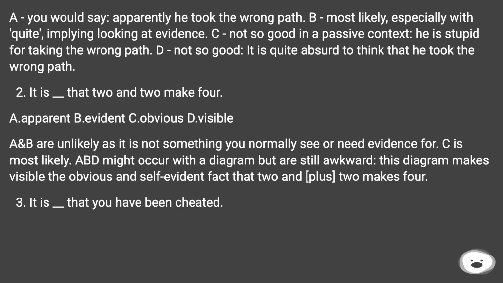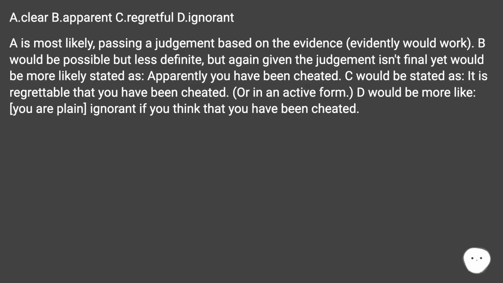It is underscore that you have been cheated. A. Clear, B. Apparent, C. Regretful, D. Ignorant. A is most likely, passing a judgment based on the evidence; "evidently" would work. B would be possible but less definite, but again, given the judgment isn't final yet, it would be more likely stated as "apparently you have been cheated." C would be stated as "it is regrettable that you have been cheated," or in an active form. D would be more like "you are plain ignorant if you think that you have been cheated."